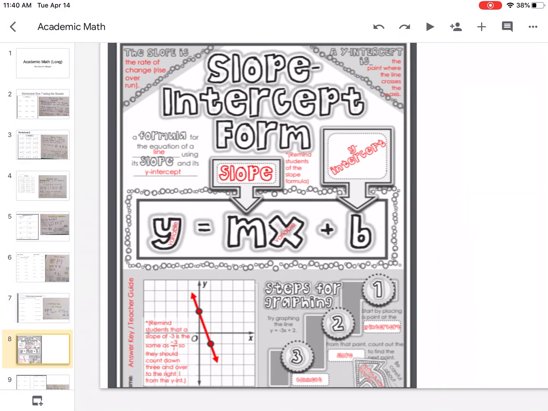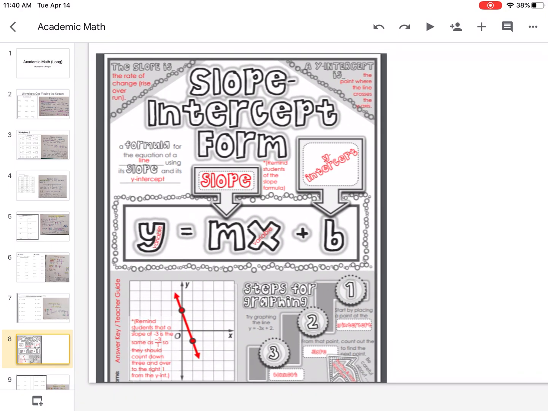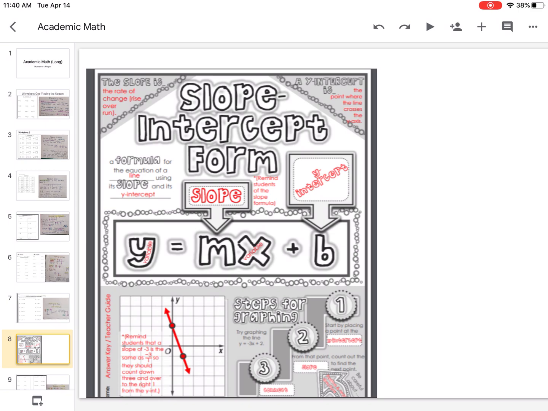So if you just see an x there, you know that there's a 1 there, okay? Okay, so let's look at slope-intercept form. This is a worksheet from Mrs. Long's packet. So it explains graphing a little bit more. She has the formula in the middle of the worksheet.